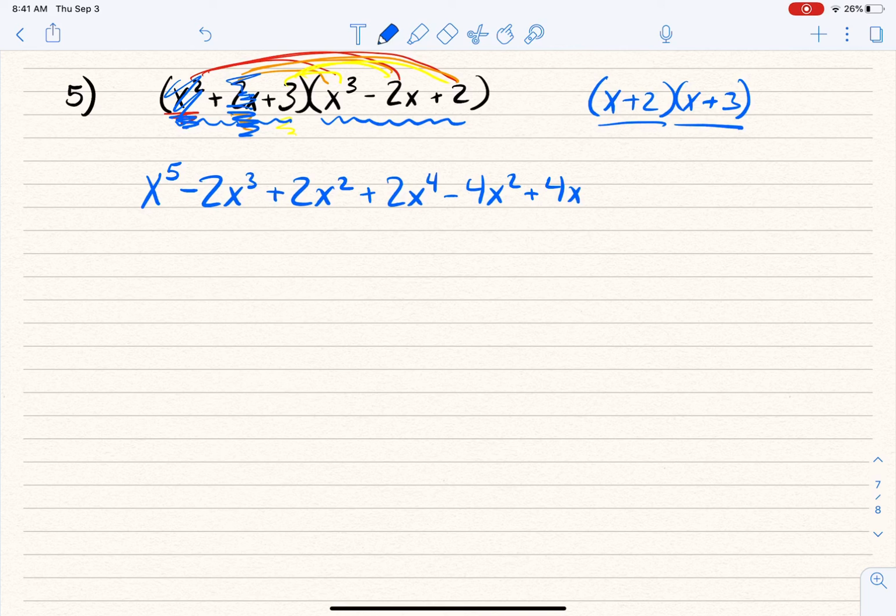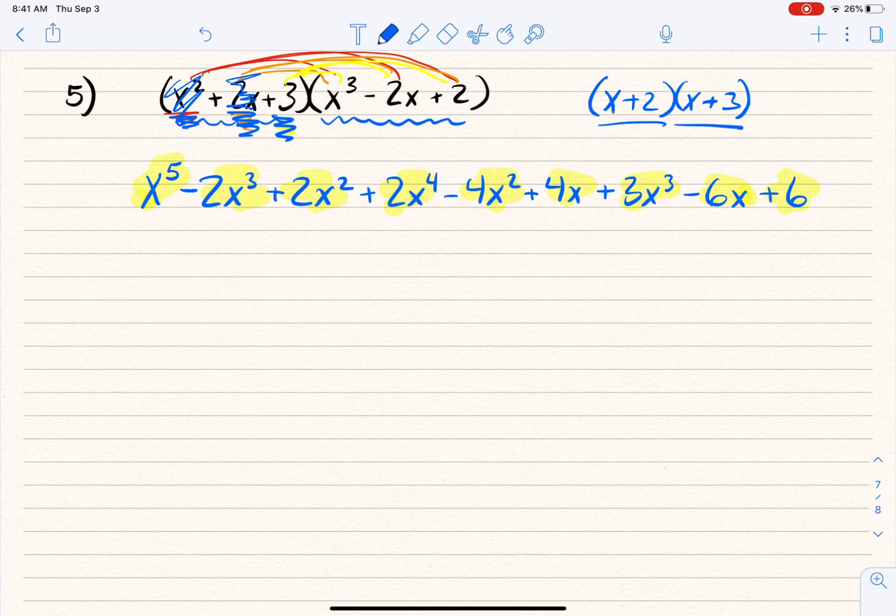And so then let's look at the 3. So 3 times x to the third plus 3x to the third. 3 times negative 2x is minus 6x. And 3 times positive 2 is plus 6. And so now, like I said, look at what I've got now. I've got 1, 2, 3, 4, 5, 6, 7, 8, and 9 terms.